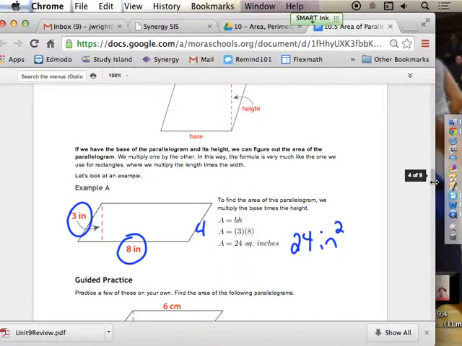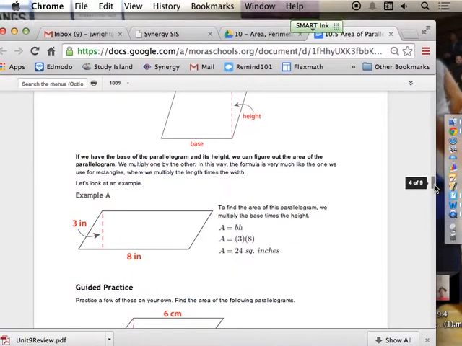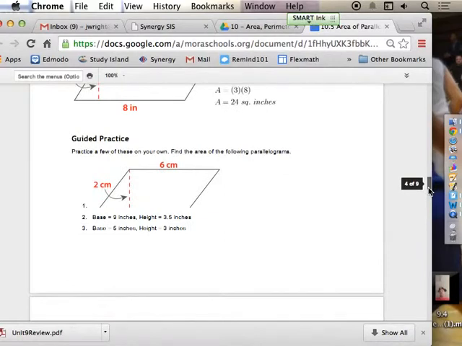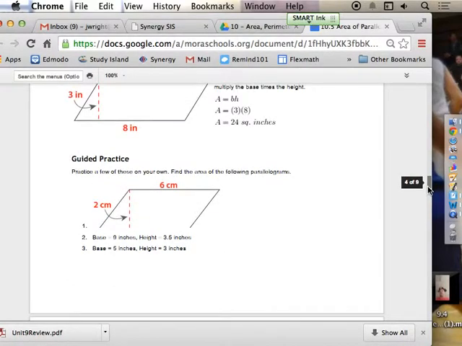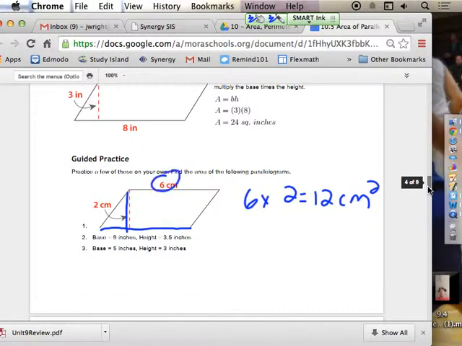Alright, now I'd like to see if you can do some. Try and do that one right there, number 1. Part of it got cut off, it's supposed to look like this. Go ahead and try it. Hopefully you got 6 times 2 is 12, and centimeters times centimeters is centimeters squared. There's the height, there's the base, top and bottom would be the same. There's a 90-degree angle.